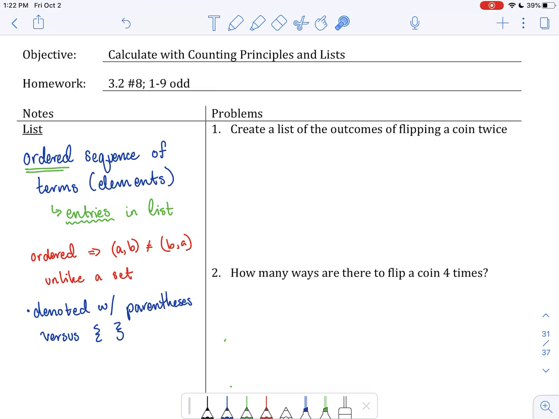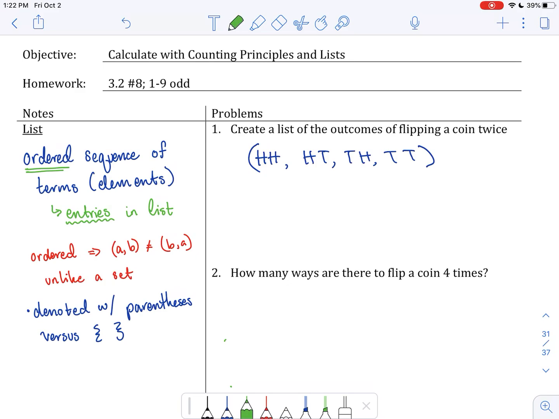So here, for number 1, create a list of the outcomes of flipping a coin twice. The first would be 2 heads, heads, heads, which you can just write as H. Start my parentheses for my list, comma, heads, then tails, tails, then heads, and then 2 tails, not comma, parentheses to end the list.